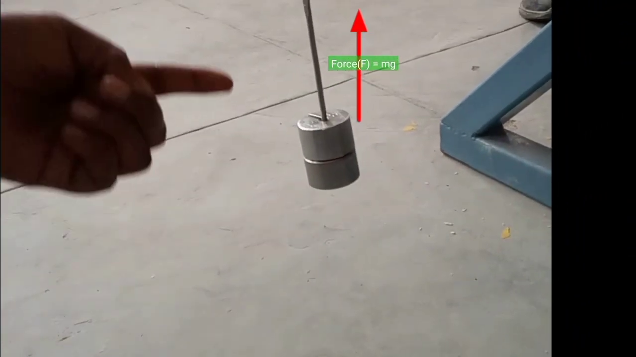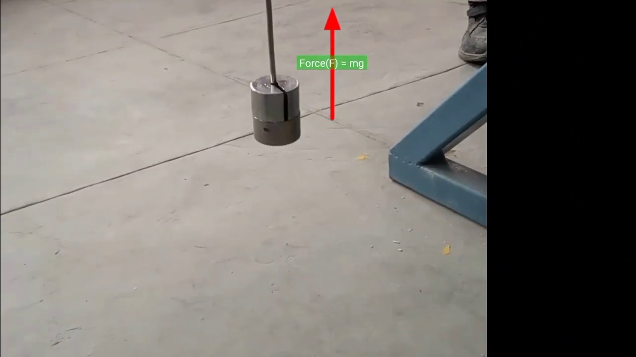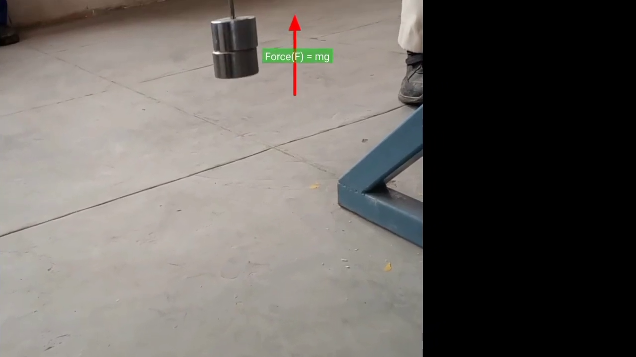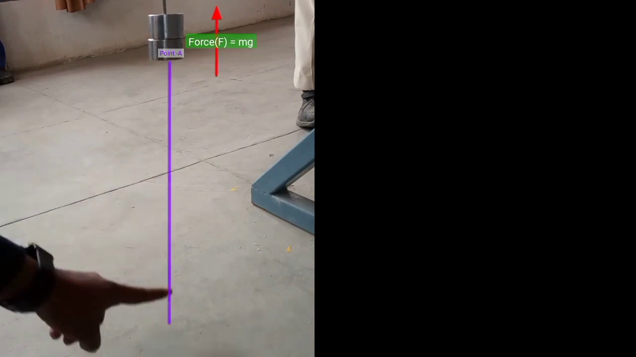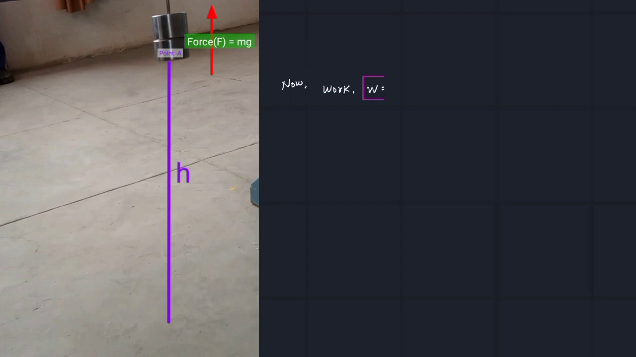This is slowly raised up, right? Now stop it. The distance between this point and the ground is called h. H means height. Now work W is equal to force into displacement. In short form, we can write W is equal to Fs.